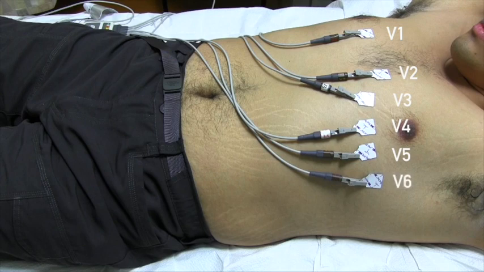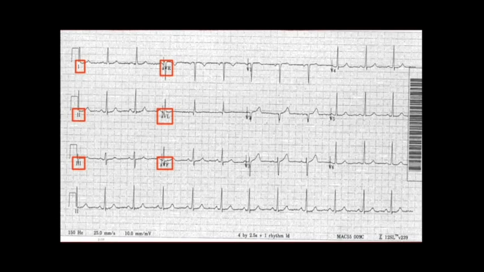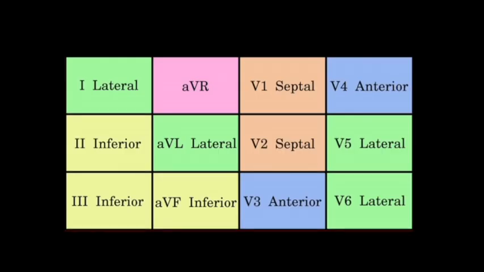V1 begins just to the right of the sternum, and it continues across the precordium to V6 in the anterior axillary line. The nice thing about an EKG is that the leads are always arranged in the same order. The limb leads are always first, followed by the precordial leads. The different leads give us information about different walls of the heart.